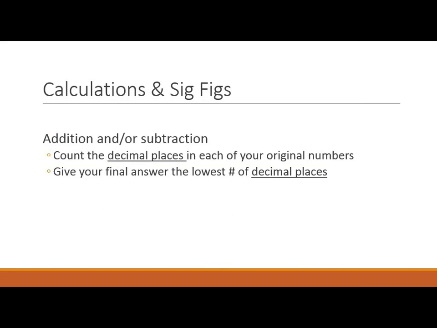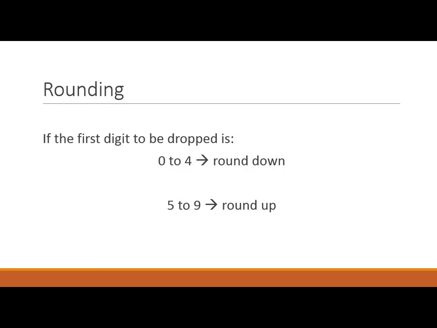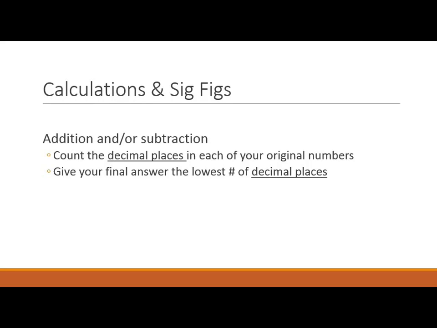Now the next rule applies to addition and or subtraction. If you are doing addition and or subtraction, you have to follow the rule that says to count your decimal places, not your sig figs. Count the number of decimal places in each of your original numbers, and then round your answer to the lowest number of decimal places. So multiplication and division, count your sig figs. In the case of addition and subtraction, count your decimal places.